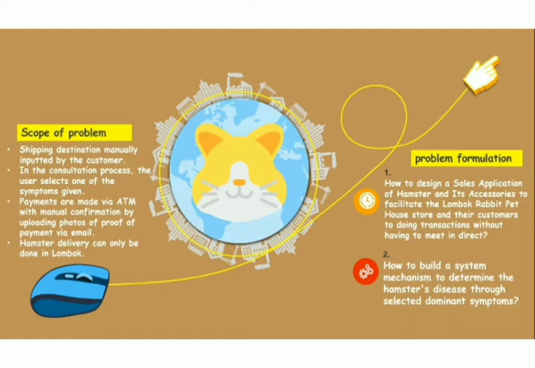And then there are two problems that have been formulated in this thesis. The first is how to design a sales application of hamster and its accessories to facilitate the Lombok Rabbit Pet House store and their customers to do transactions without having to meet in direct. And second is how to build a system mechanism to determine the hamster's disease through selected dominant symptoms.